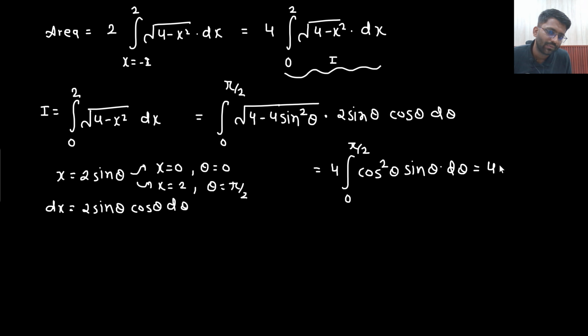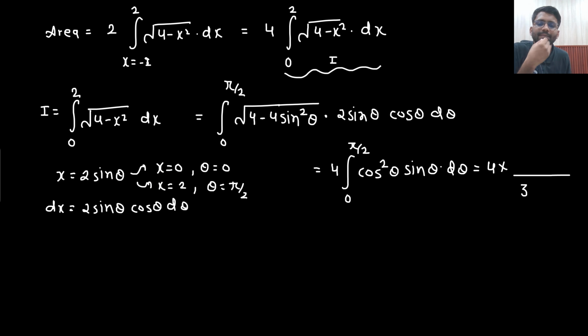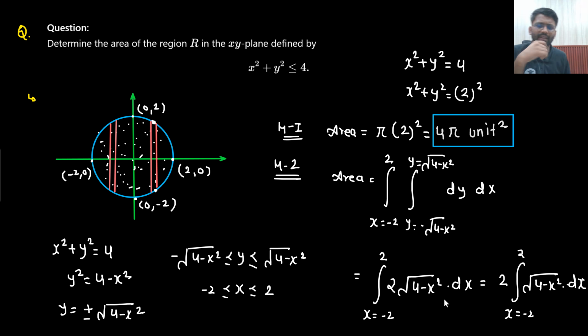Right? So 4 into, what is the solution of this? Solution of this will be, so 3 into... something wrong we are doing. Right? Substitution is correct or not? 4 sin square theta cos square theta cos theta into 2 sin theta, dx is 2 sin theta cos theta d theta. 4 into pi by 3 we are not getting, pi only we are getting. So let me check the calculation again.